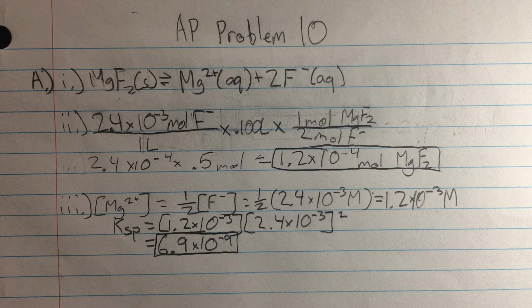For AP Problem 10, it says a student prepares 100 milliliters of a saturated solution of MgF2 by adding 0.5 grams of solid MgF2 to 100 milliliters of distilled water at 25 degrees Celsius and stirring until no more solid dissolves. Assume that the volume of the undissolved MgF2 is negligibly small. The saturated solution is analyzed, and it is determined that the concentration of F- in the solution is 2.4 times 10 to the negative third molarity.